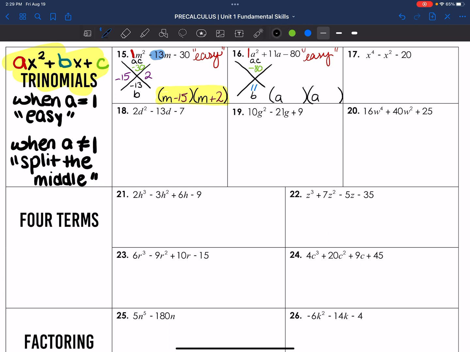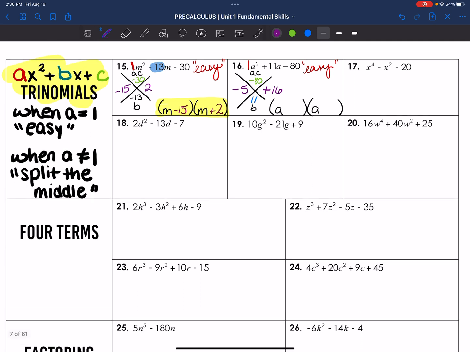So what numbers will multiply to give us a negative 80, but add to give us 11? I know that one is going to have to be negative and one's going to have to be positive. The bigger one is going to have to be positive, and that is 16 and a negative 5. When multiplied, they give us negative 80. When added, it is 11. So that will finish off our factors.